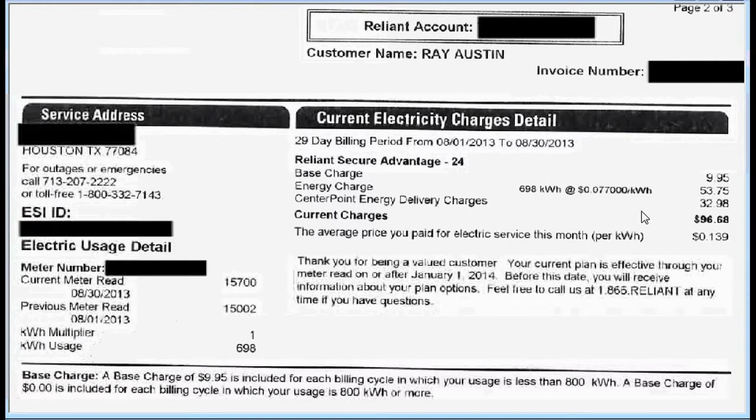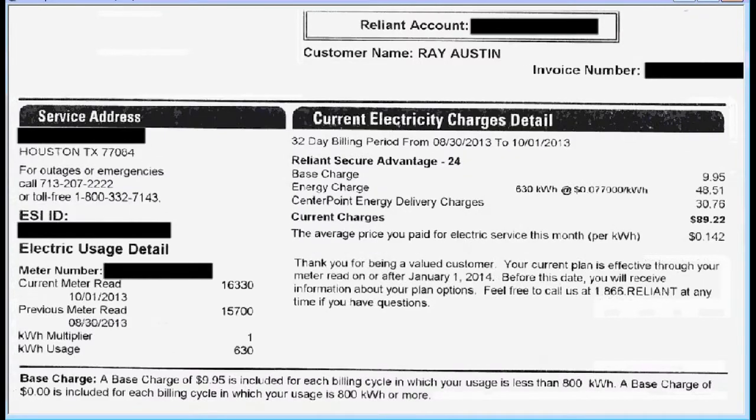$96.68, and we average 13.9 cents. This will be the highest bill. So this is the bill that we're going to use to calculate what our total cost is by subtracting it from the lower bill, as you'll see moving on.